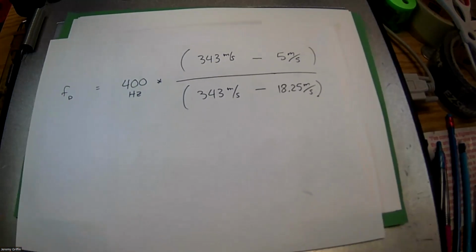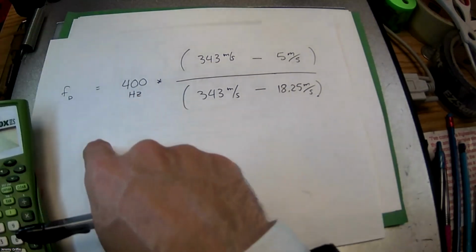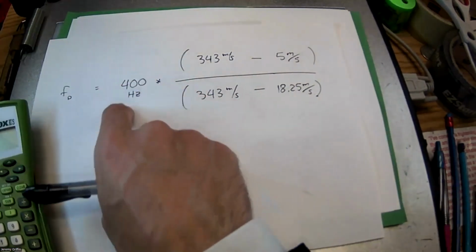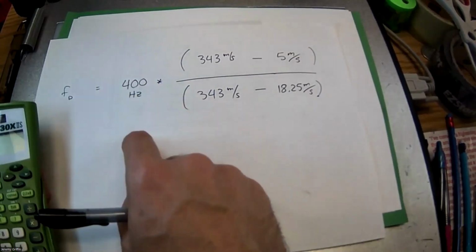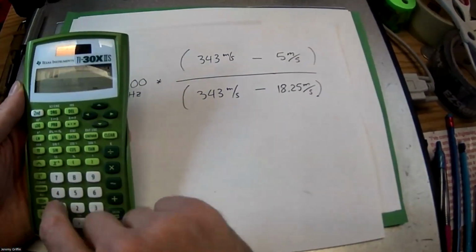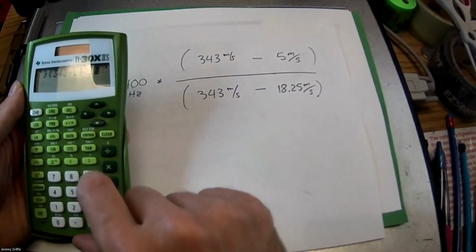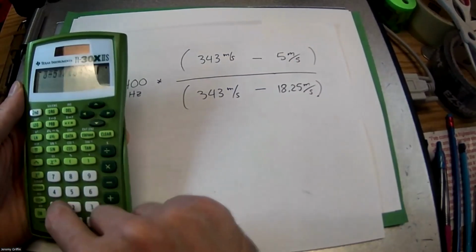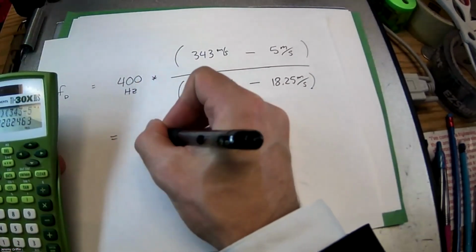All right, let's pop this in the calculator and get some number of hertz. Let's do a prediction. I think I should look for something that's larger than 400 hertz, larger than the car horn itself. Okay, that's it. And it is.